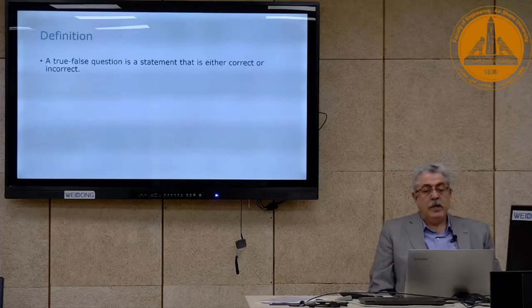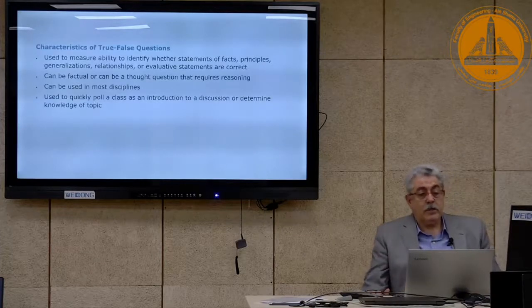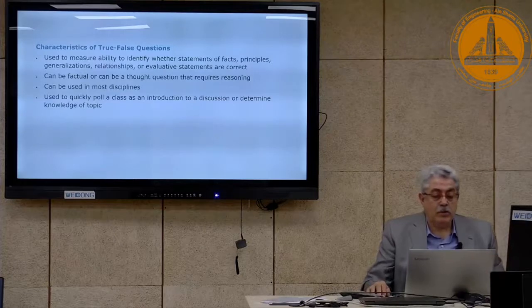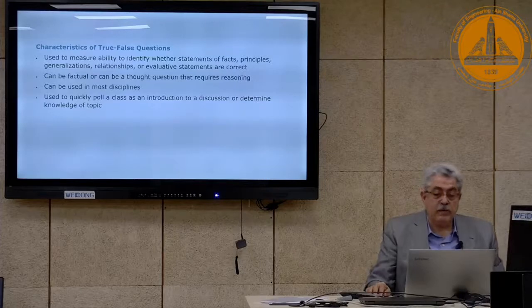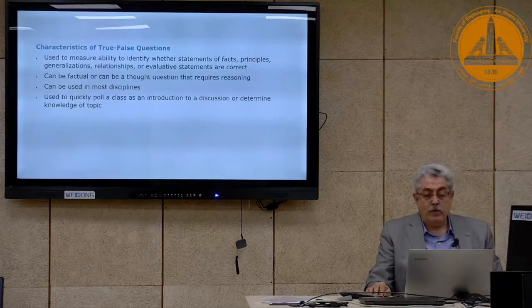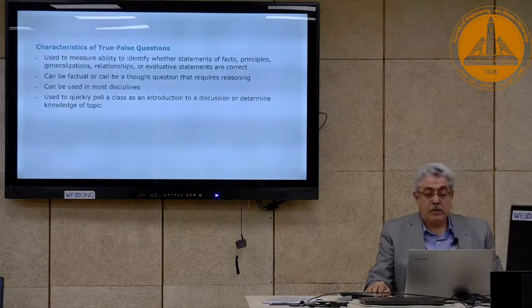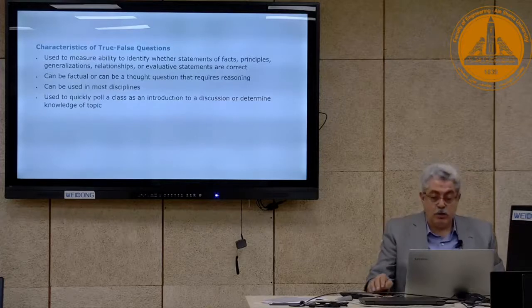A true-false question is a statement that is either correct or incorrect. Characteristics of this type of question: it is used to measure the ability to identify whether statements of facts, principles, generalizations, relationships, or evaluative statements are correct. They can be factual or can be a thought question that requires reasoning. It can be used in most disciplines. It is used to quickly poll a class as an introduction to a discussion or to determine knowledge of a topic.